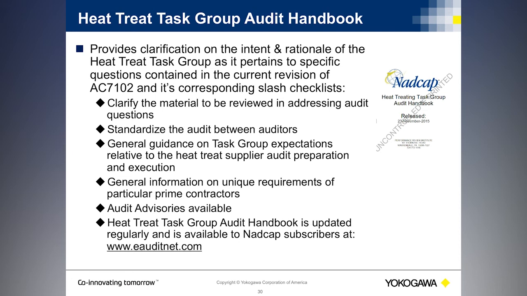It provides guidance on the task group expectations relative to the heat treat supplier, the audit preparation, and the execution of the audit. It provides general information on unique requirements of participating prime contractors to aid an auditor in determining if a supplier is conforming to the customer requirements. These audit advisories are now incorporated into the Heattreat Audit Handbook. This handbook is revised quite often, and it's available on eAuditNet.